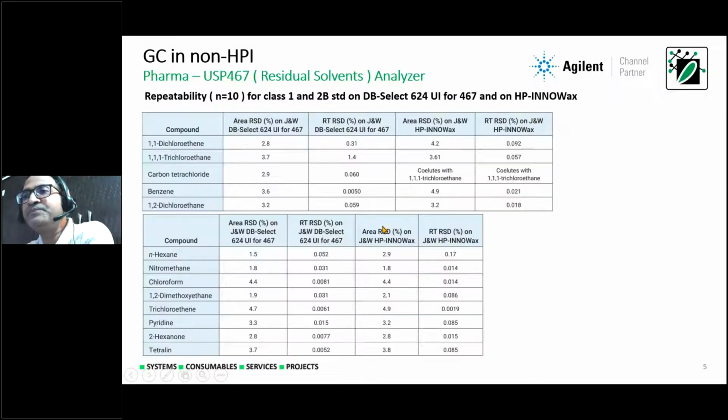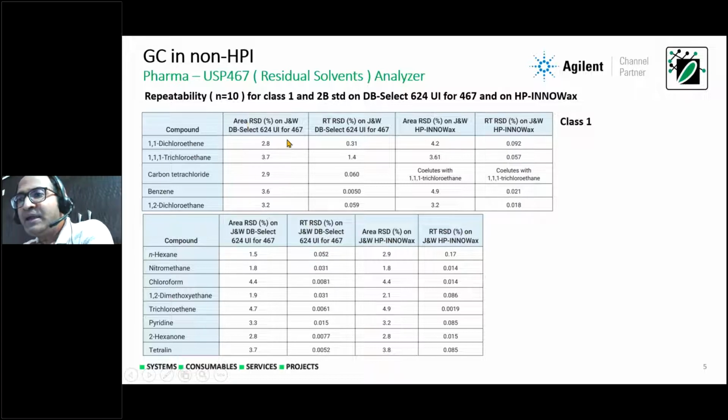Going forward, if you see the typical analysis that we do, the Class 1 and Class 2B standards, I have the example here. So this is the Class 1. What you see here is a Class 1 mixture. We are looking at 1,1-dichloroethene, 1,1,1-trichloroethane, carbon tetrachloride, benzene, and then 1,2-dichloroethane.